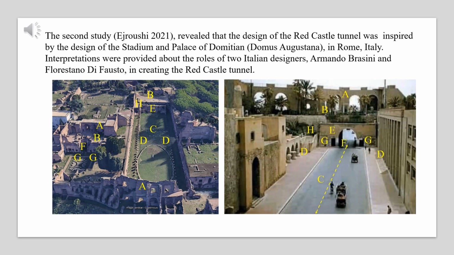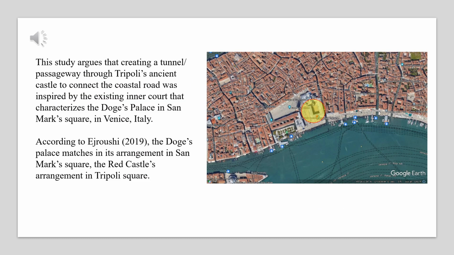The second study, Ejroushi 2021, revealed that the design of the Red Castle Tunnel was inspired by the design of the Stadium and Palace of Domitian, Domus Augustana in Rome, Italy. Interpretations were provided about the roles of two Italian designers, Armando Brazini and Florestano di Fausto, in creating the Red Castle Tunnel. The study argues that creating a tunnel passageway through Tripoli's ancient castle to connect the coastal road was inspired by the existing inner court that characterizes the Doge's Palace and San Marco Square in Venice, Italy.